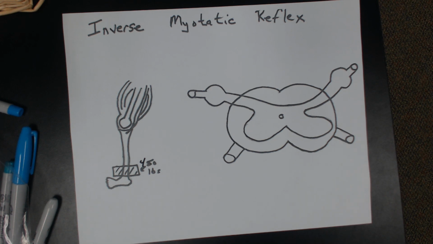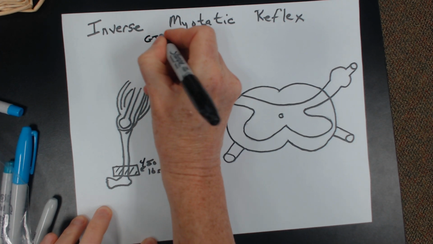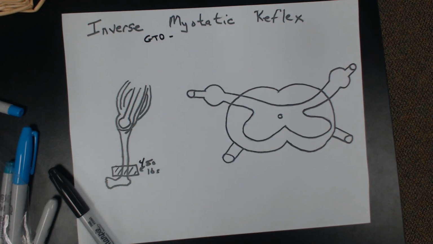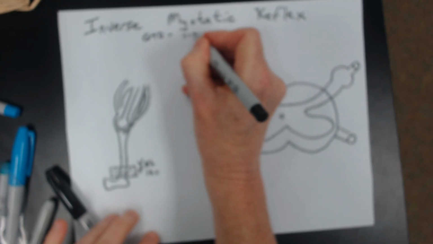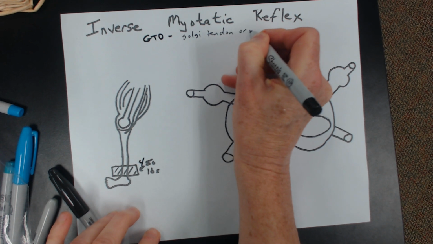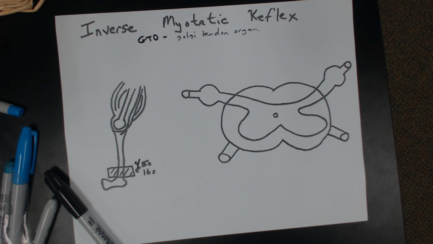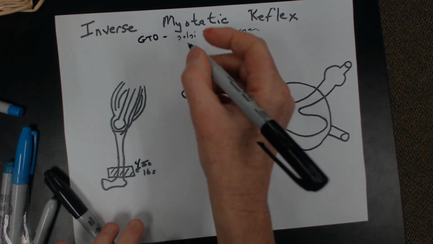that's another reflex, okay? And that happens through a special kind of organ. Does anybody know what organ the inverse myotatic is? Yeah, that's your GTO. Your GTO is your Golgi tendon organ. Okay, your Golgi tendon organ, and where the muscle spindle detects muscle stretch, your GTO is going to detect muscle tension.